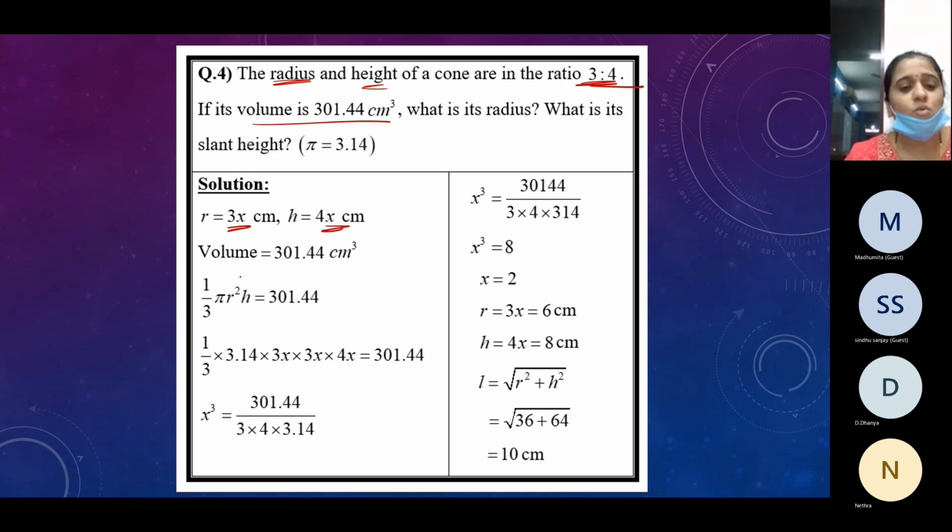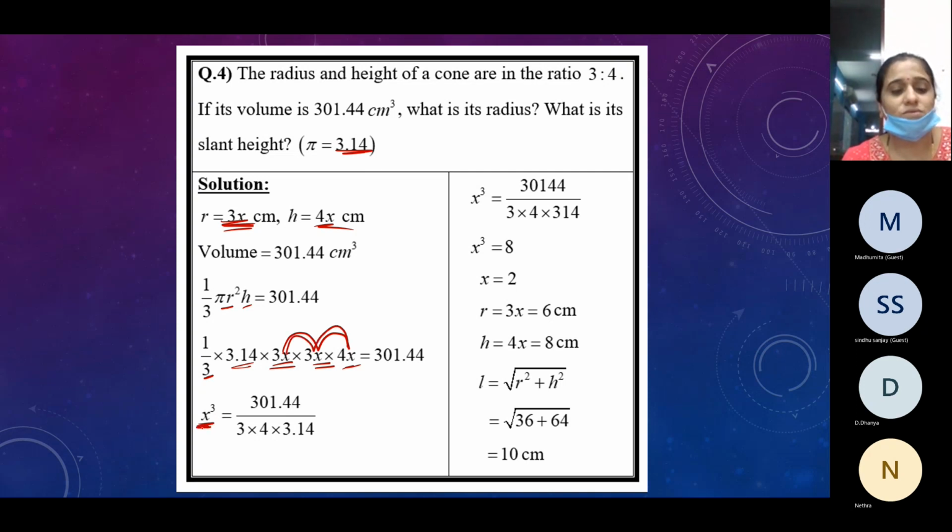And volume is given. So volume is equal to this one. 1 by 3 pi r square h is equal to 301.44. Now 1 by 3 into pi. What is pi? 3.14. What is r square? 3x into 3x. Into h. H is 4x. Is equal to 301.44. So now x into x into x is x cubed.